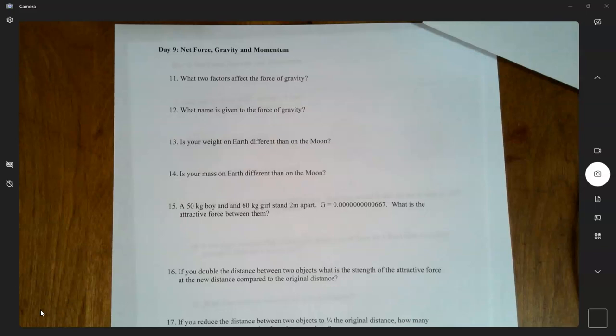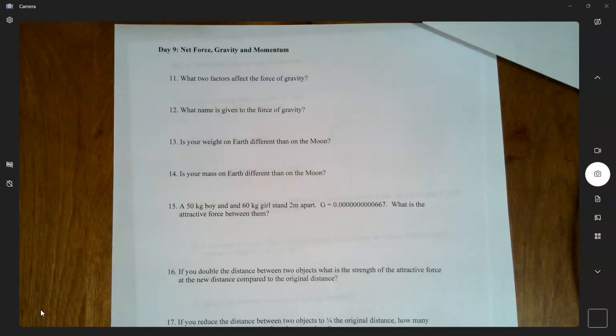Okay. Is your weight on Earth different than on the moon? And we answered that one already. Is your mass on Earth different than on the moon? Okay, so weight on Earth, we said, is different because the mass of the Earth and the mass of the moon are different. And using Newton's formula, you'd get a different numeric value. It would be less on the moon. Your mass is the same. Mass is defined as the amount of matter in your body. And basically, think of it as how many atoms and molecules you have making up your body. And that doesn't change anywhere in the universe.